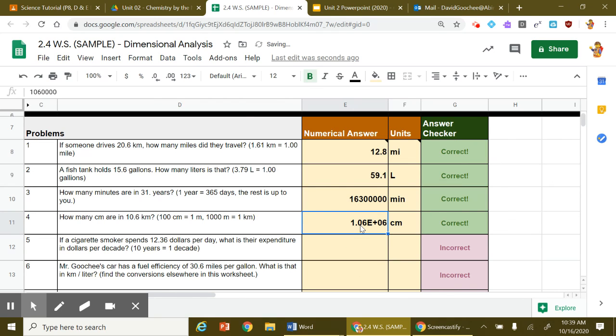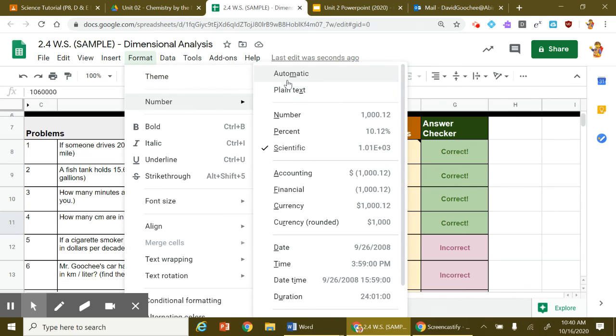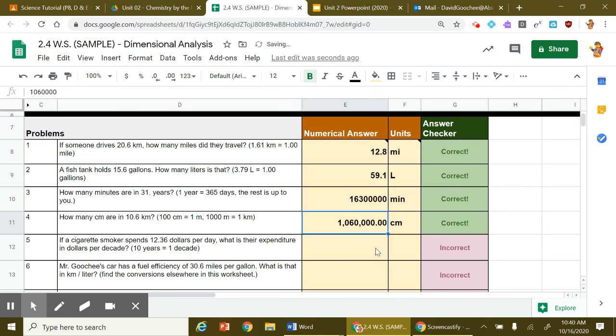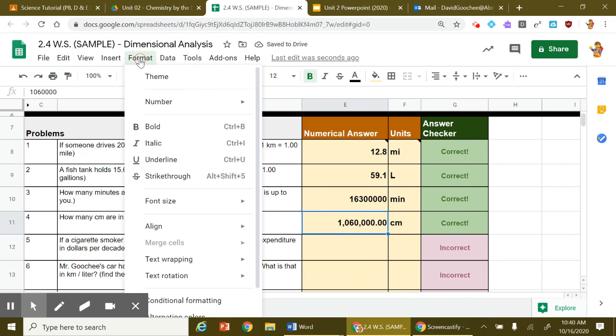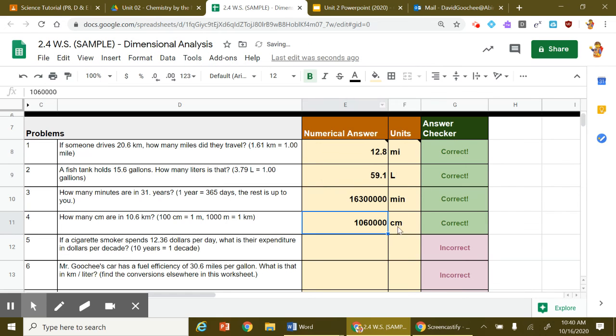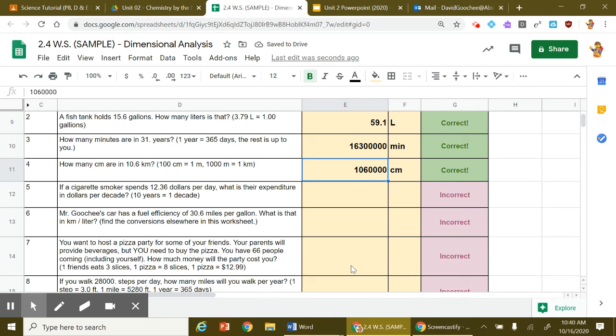Okay. Also, if you just want to do the number as it was written, like 1,060,000, the answer checker. Oh, now it's stuck in scientific notation mode. Format, number. All right, format, number, automatic. Okay, all right, there we go. So yeah, there we go. You could do it that way, or you could do the scientific notation way.